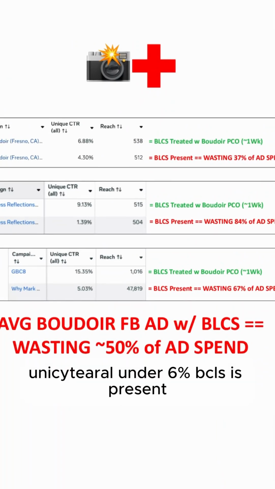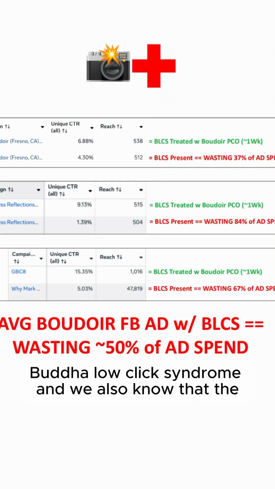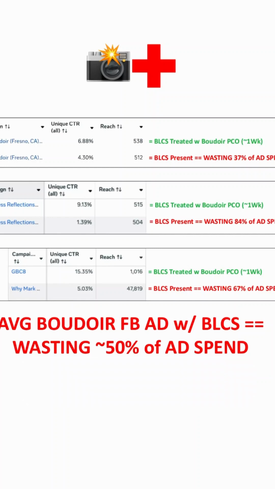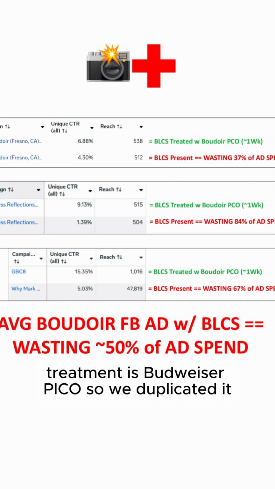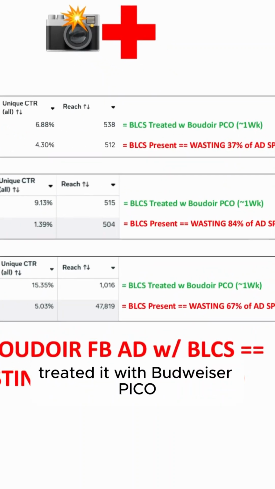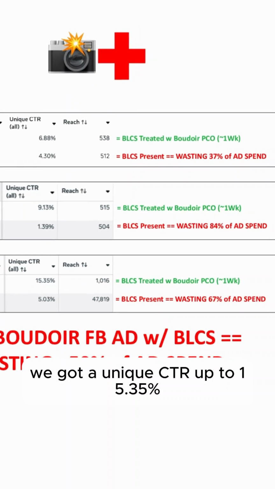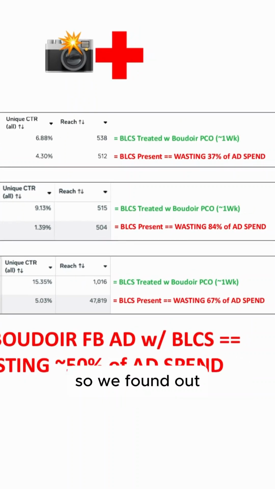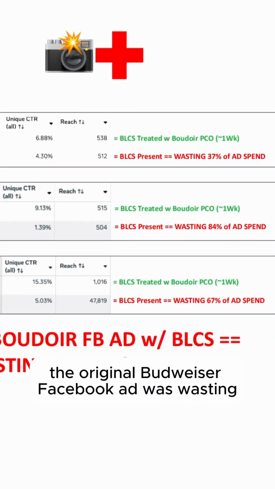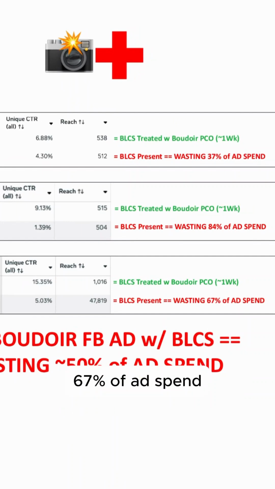Unique CTRL under 6%. BLCS is present, Boudoir low click syndrome. And we also know that the treatment is Boudoir Pico. So we duplicated it, treated with Boudoir Pico. Did a lot of work with this one. And after about a week, we got a unique CTRL up to 15.35%. So we found out the original Boudoir Facebook ad was wasting 67% of ad spend.